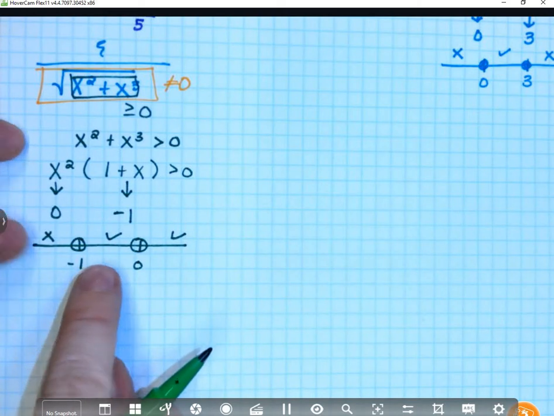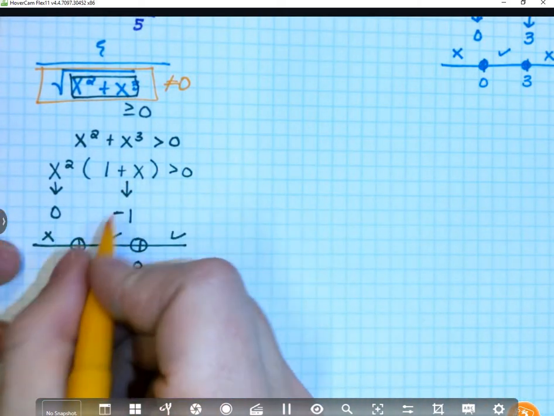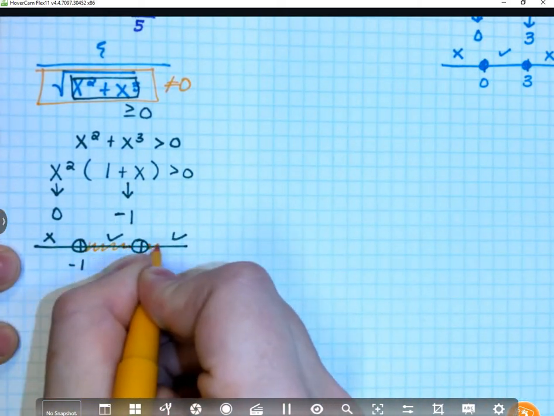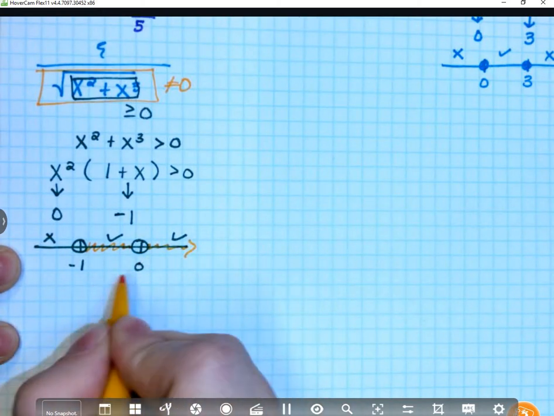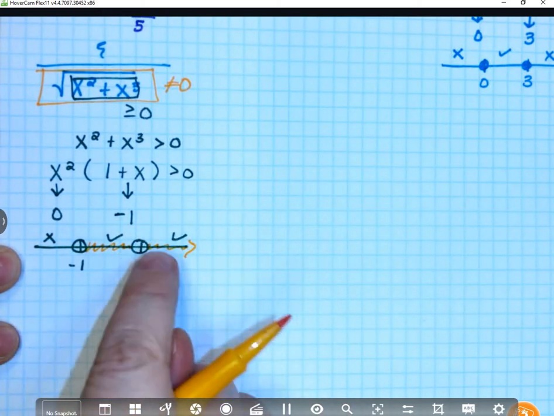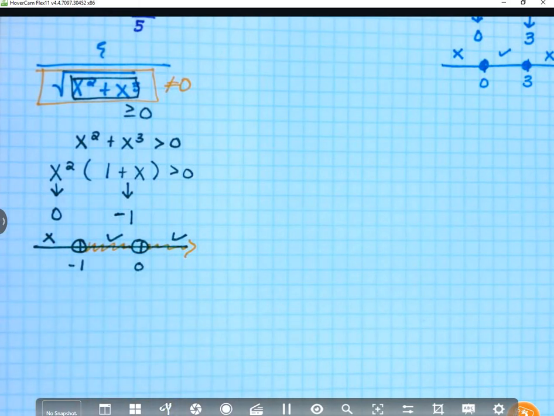Now, you've got to be careful, because it looks like if I were to talk about where my answer is, it looks like I'm just saying things bigger than -1. But it doesn't include 0.